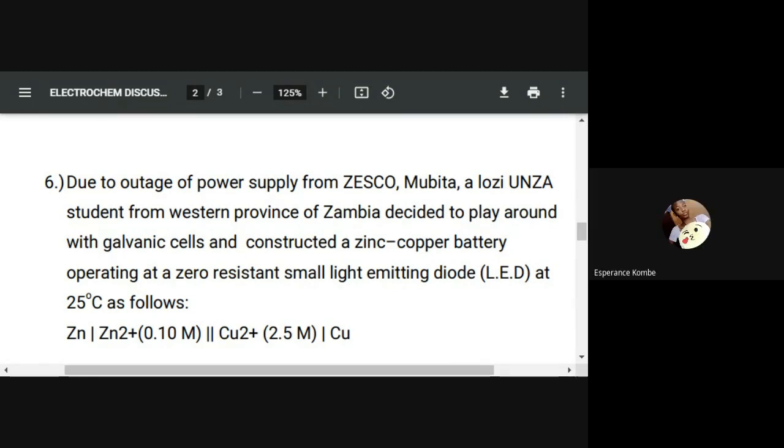It's clear. In the cell notation, we can see in the first place when you had zinc, then this other side is zinc 2 plus. So when the oxidation state increases, it is undergoing oxidation, meaning it's a reducing agent, something like that. Okay, cool.